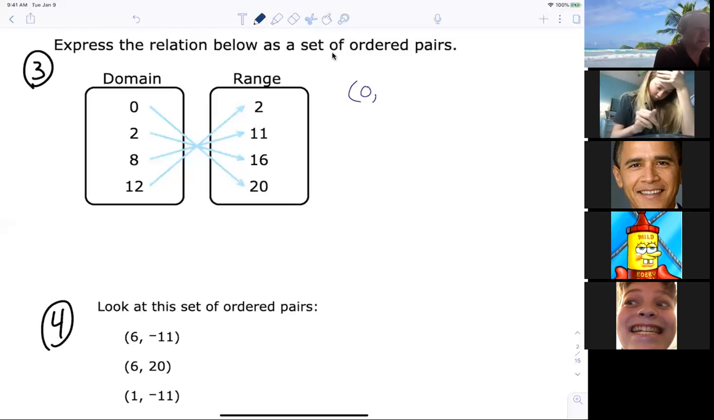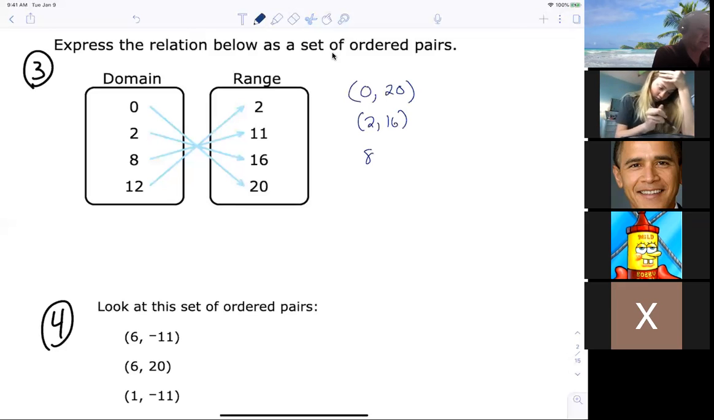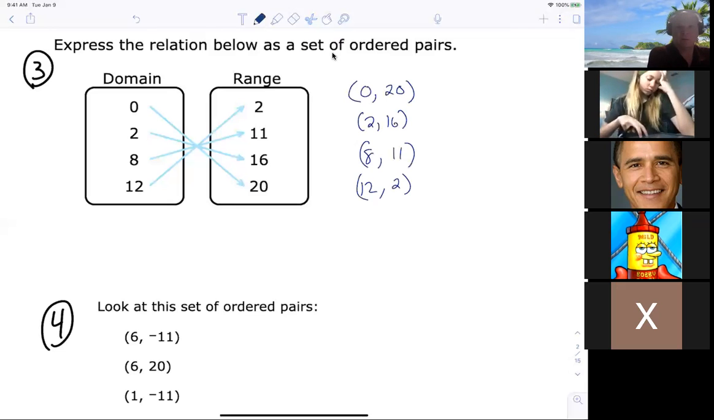20. Yeah, 20, right. It's very intuitive. That's exactly right. Then 2 is mapped to what? 16. Exactly. 8 is mapped to what? 11. Yes, guys. And finally, 12 is mapped to what? 2. Look how simple that is. All right. Super easy. And like I said, that's just old school stuff.